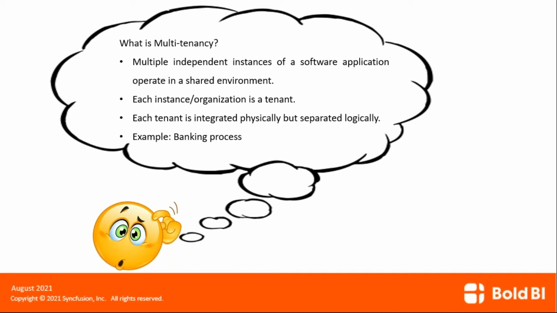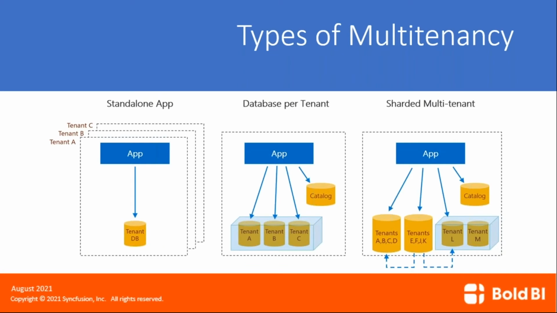A lot of customers have accounts in a bank in the same branch, but each and every customer is not aware of the other customers. It means each customer is integrated physically but logically separate. In the same way, when we have multiple tenants in a shared environment, every tenant is integrated physically but logically separate. As it is logically separated, multi-tenancy can be achieved in three different architectures.